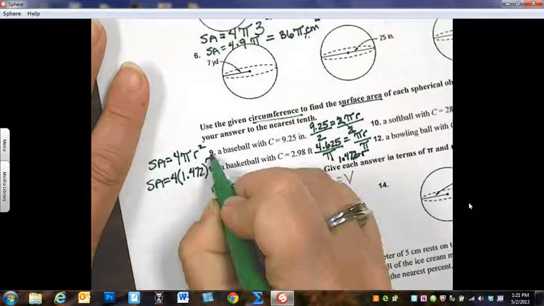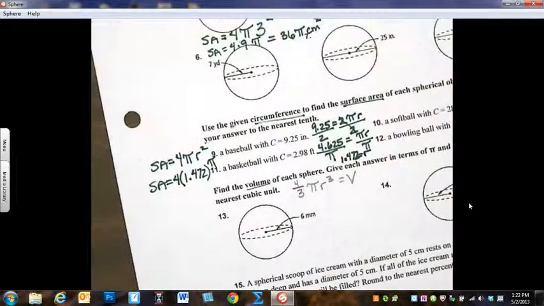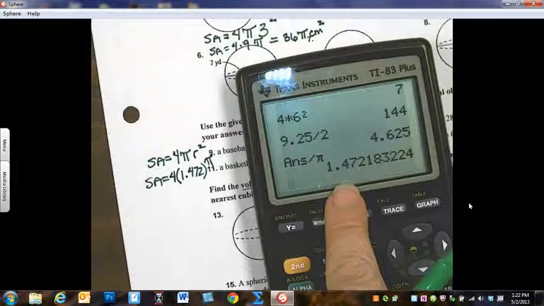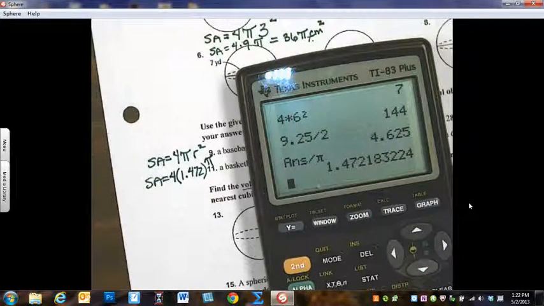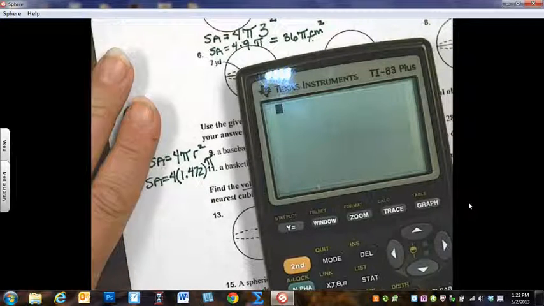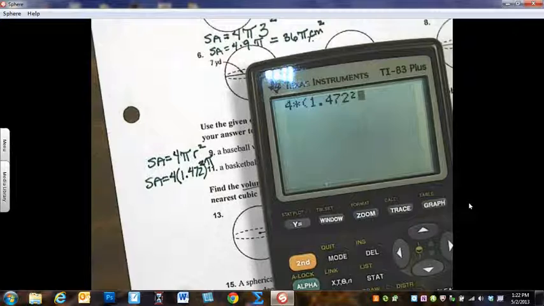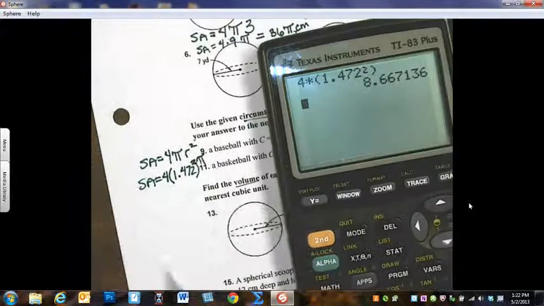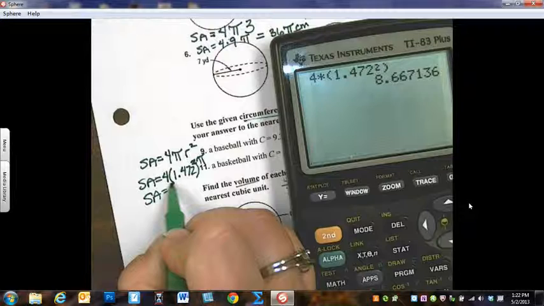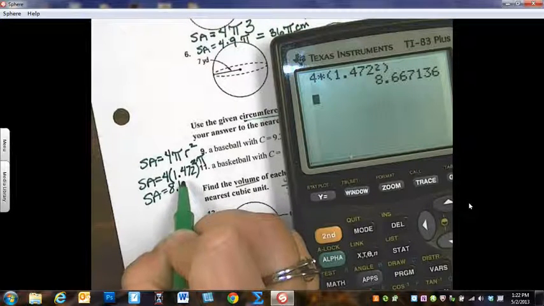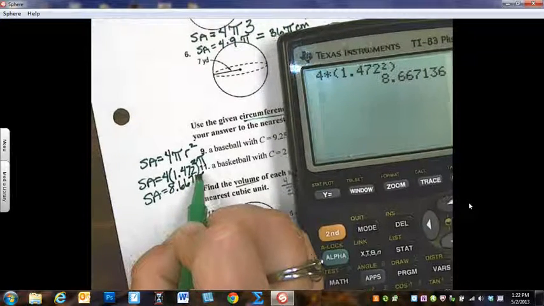And then it's going to be pi. So I'm not going to delete that answer. I'm just going to use it again. Well, actually, I probably will, just so we don't get confused. 4 times, and notice that this has to be squared. I forgot to write that in there. And I'm going to put parentheses, 1.472 squared. You didn't have to put the parentheses. I'm a parenthesis junkie. Hit enter. And that means that the surface area is 8.667 pi.